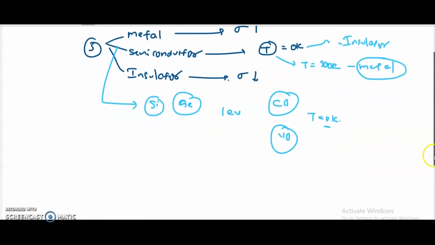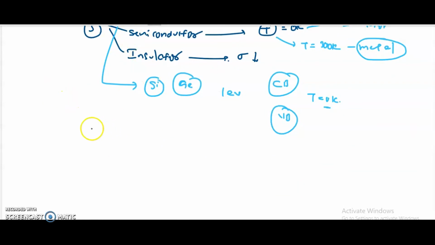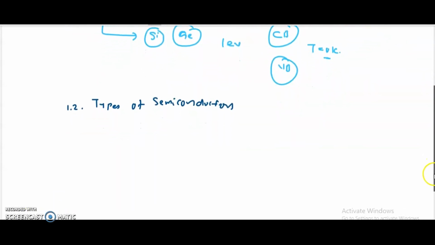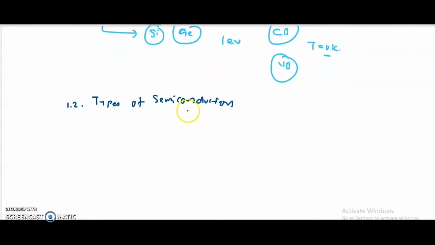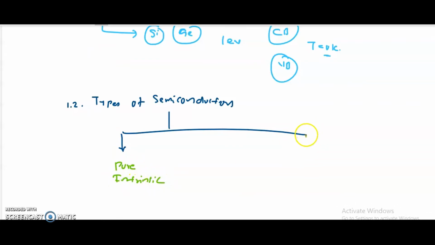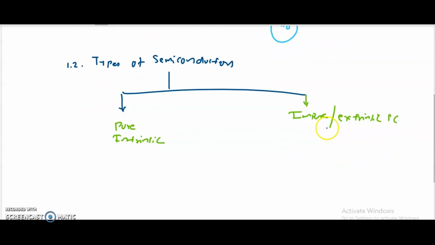And coming to the types of semiconductors, let's take the previous topic as 1.1, and this is 1.2, the types of semiconductors. Here the semiconductors can be broadly classified into two types. The first one is pure, which can be called an intrinsic semiconductor, and the second one is impure, which is called an extrinsic semiconductor. And this impure or extrinsic semiconductor is again classified into two types based upon the dopants: one is the N-type semiconductor, and the second is the P-type semiconductor. So these are the types of semiconductors.